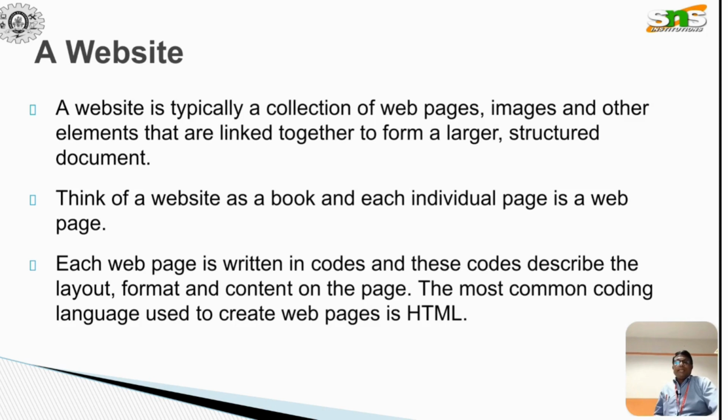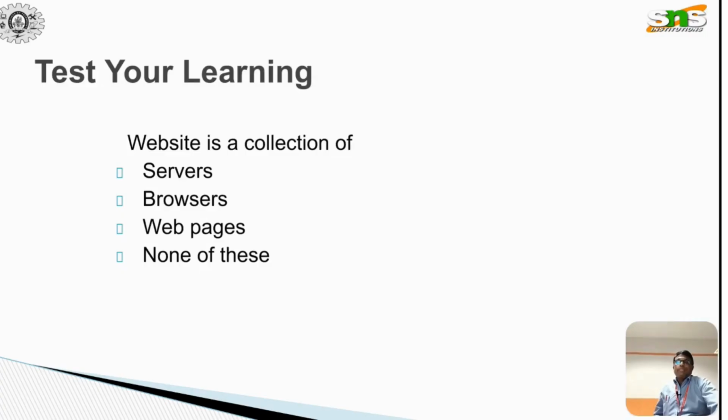So, we create a website by writing one page at a time. A web page is written in codes, and these codes describe the layout, the format and the contents of that page. The most commonly used language is called HTML. Any guesses? What is HTML? Yes, it is hypertext markup language. So that is about a website.